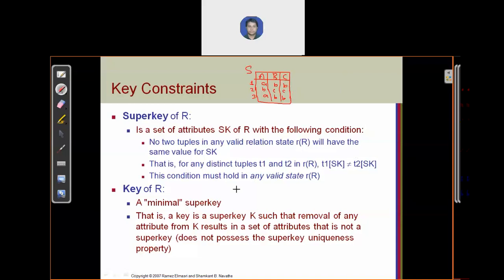So the key constraint says that in your relation there are no two records having the same values. And the definition of keys I'm not mentioning again.